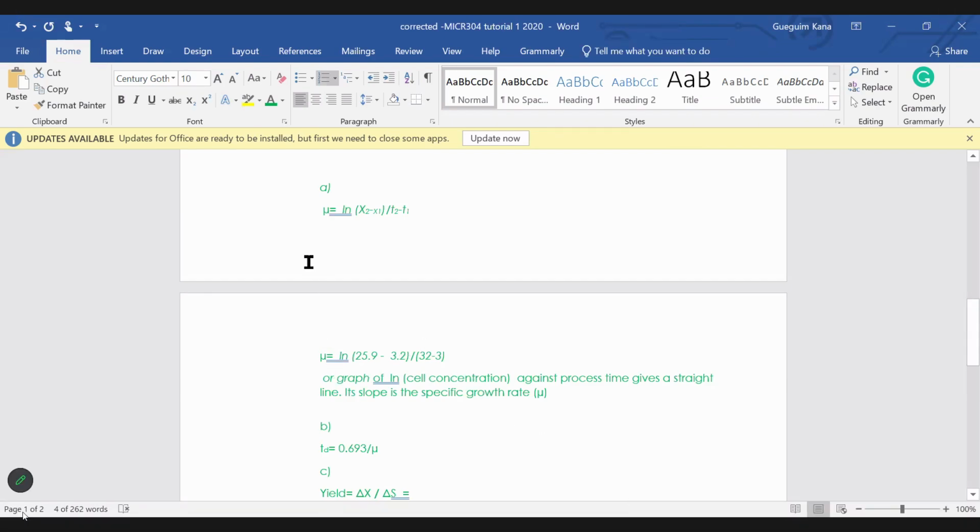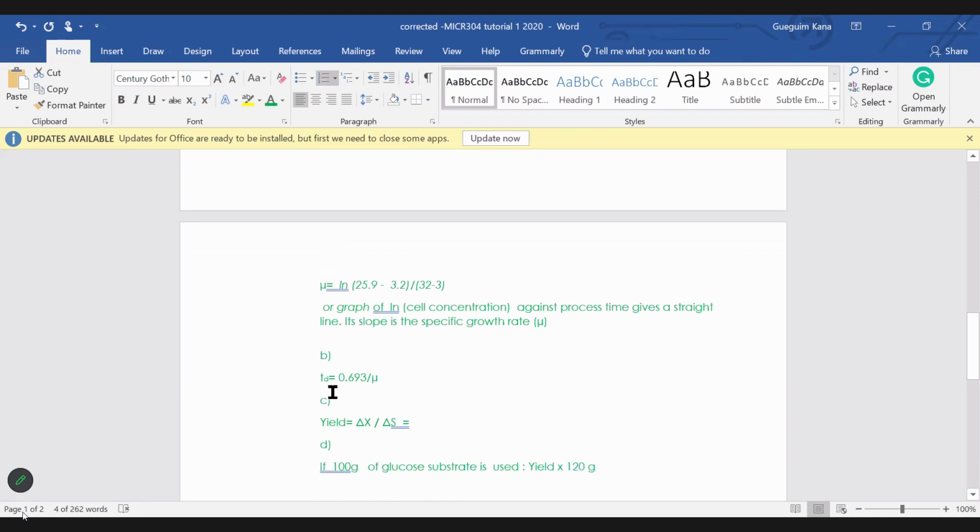Now, if you know mu already, you simply apply the formula: TD equals 0.69 divided by mu. You have mu, and you have the other component of the equation. By applying this simple formula, having obtained mu from the previous computation, you will get your TD value.